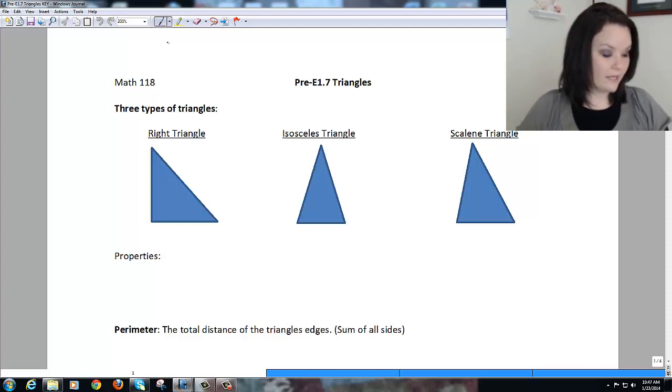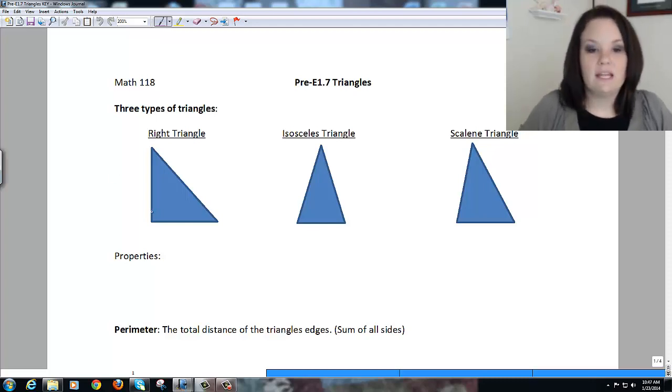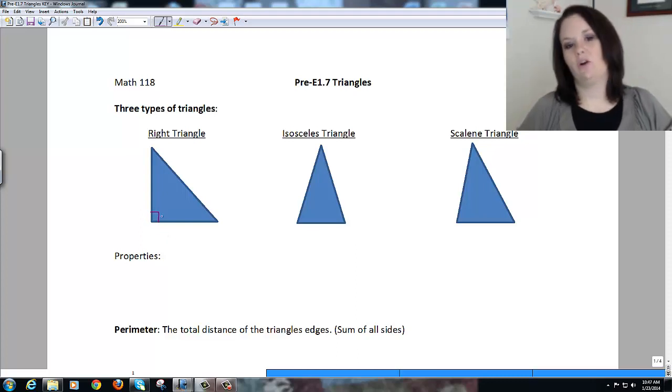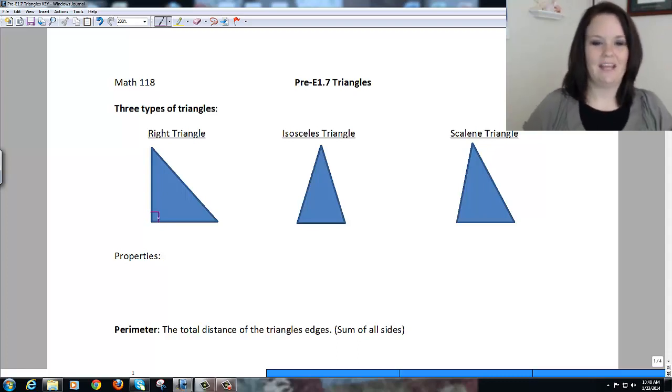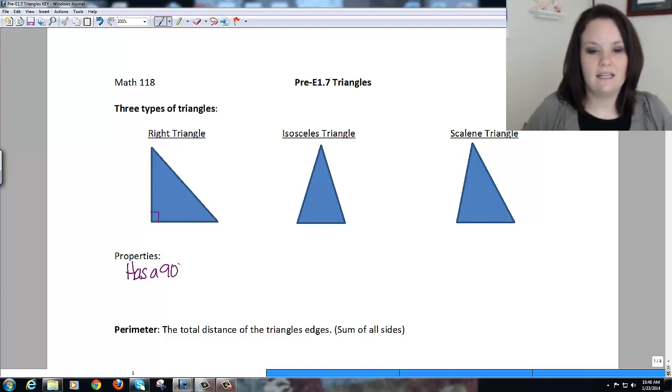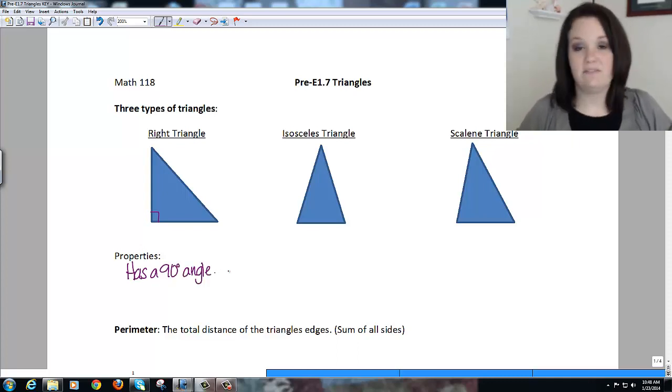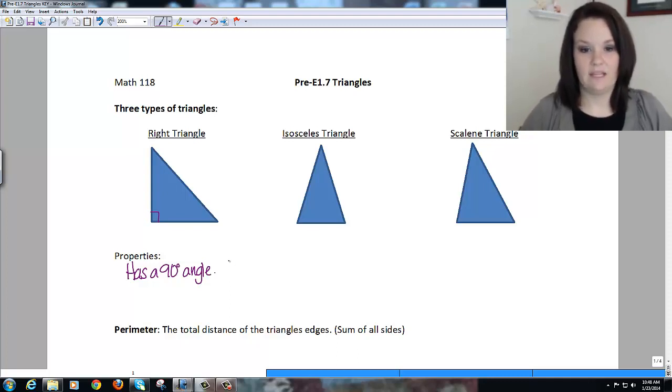When we see a right triangle, the most important thing is that right triangles have a 90-degree angle, which we show by using a little box in the corner. It makes a perfect right angle, which is why we call it a right triangle. So I'm going to put down here, has a 90-degree angle, and it also satisfies the Pythagorean theorem.